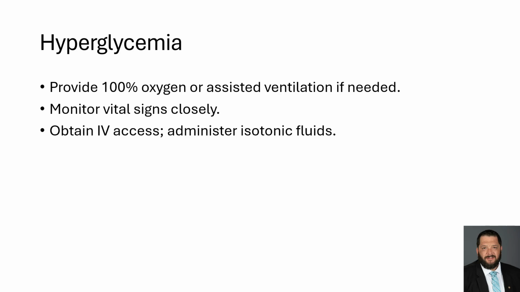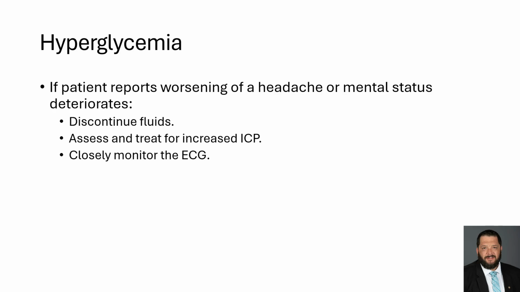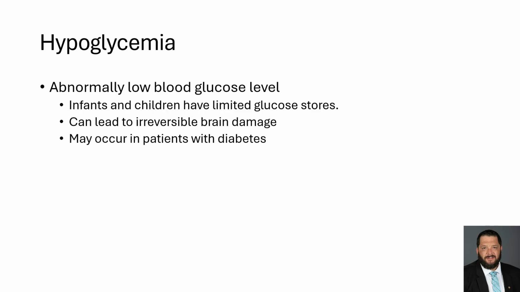For treatment of hyperglycemia, you're going to provide 100% O2 if the patient is hypoxic or if assisted ventilation is needed, and monitor vital signs closely. Then for advanced level providers, IV access and isotonic fluid to help dilute some of those excessive sugars. If the patient reports worsening of headache or mental status deteriorates, discontinue your fluids and be concerned about increased intracranial pressure. ECG for paramedic providers.